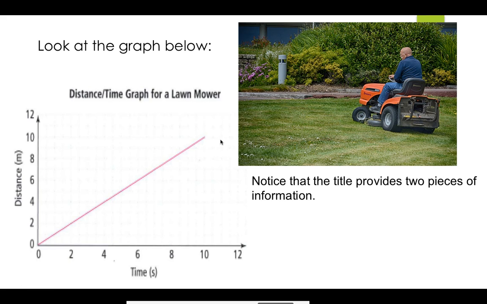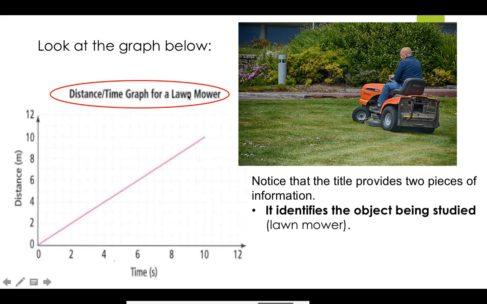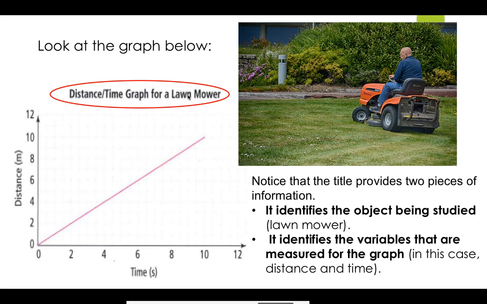Now, notice that the title provides two pieces of information. Whenever you're making a graph, you always want to include these two things in order to get full marks. If you look up here, it says distance time graph for a lawnmower. It identifies the object being studied, the lawnmower. It also identifies the variables that are measured for the graph, also known as just what's on the x and y axis. You can simply just do this versus this of A and then put in whatever you're measuring.